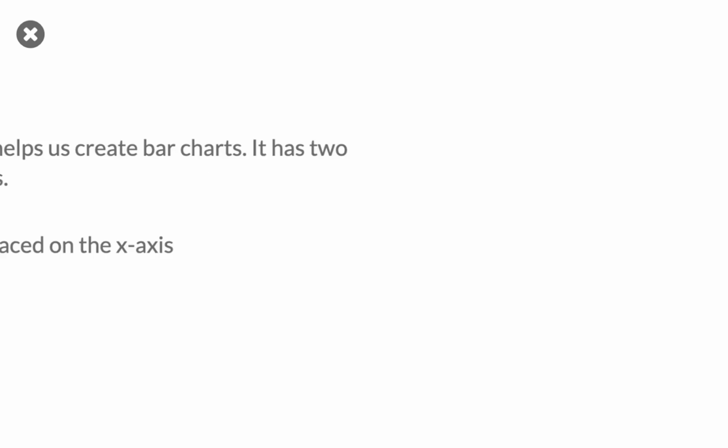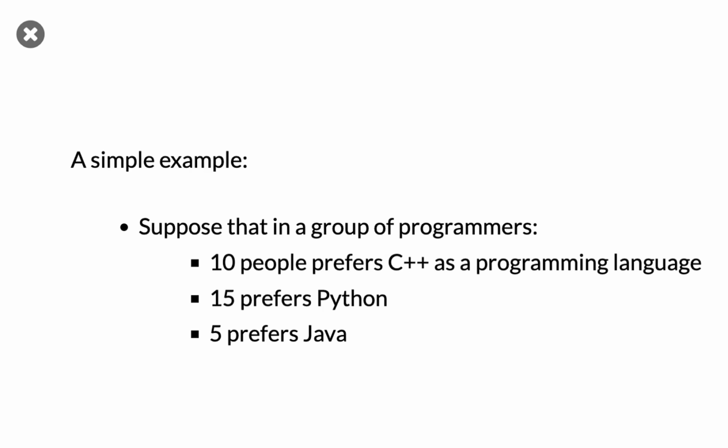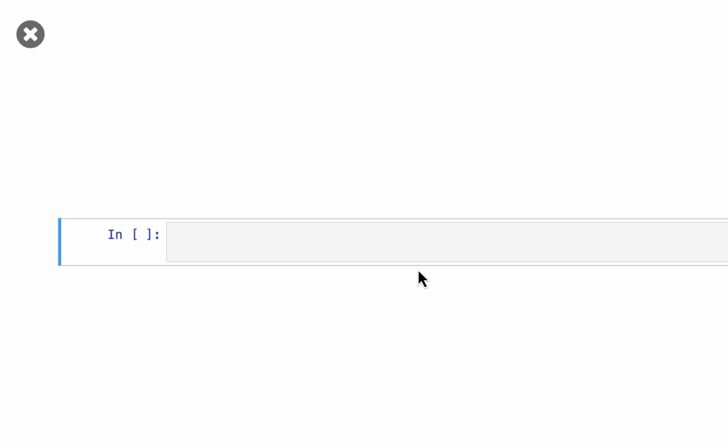Now, before we dive in, let's look at a different, simpler example. Let's say we just performed a survey for the popular programming languages, like 20 people, 10 prefer C++, 15 prefer Python, and 5 prefer Java. And then let's quickly just create a very simple bar chart.